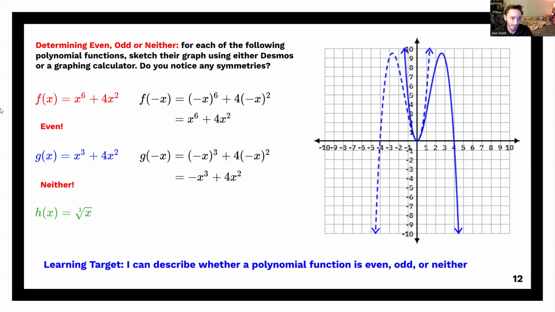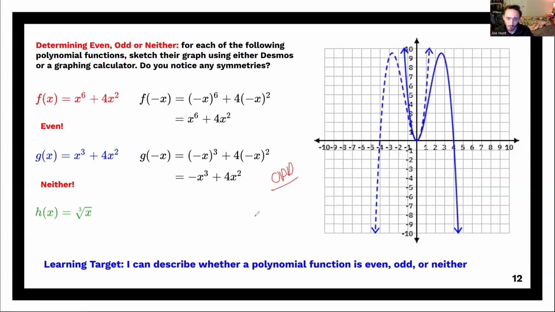So if I'm thinking about the condition that I'm checking against for oddness, what I want to see is that f of negative x is the same thing as just the negative outputs of f of x.